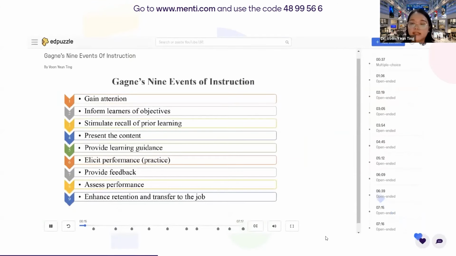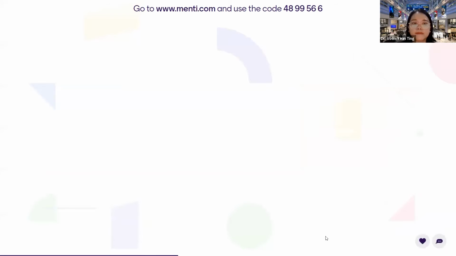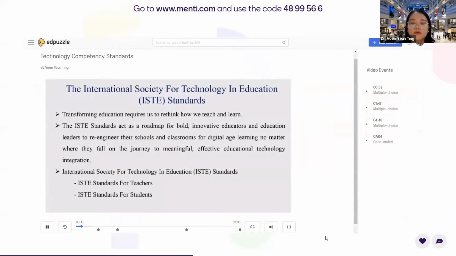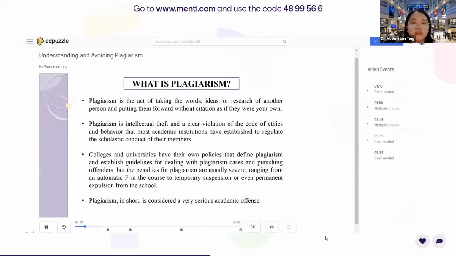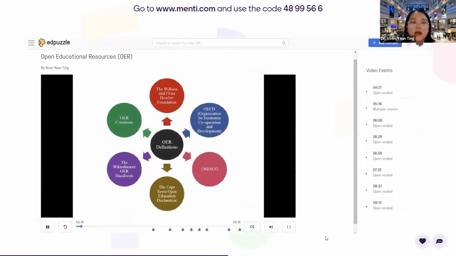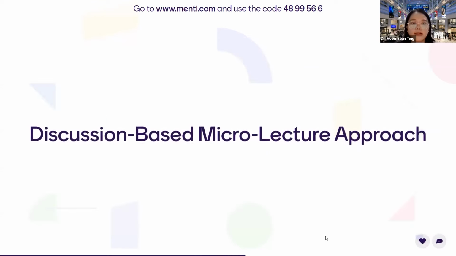This is also the same. This is the six topics. I show you multiple choice, open-ended, and so on. You can see there are a lot of questions. The questions depend on the instructor, whether you want to give them multiple choice, open-ended, and so on. This is all the example for you to watch. Now we go to discussion-based micro-lecture.